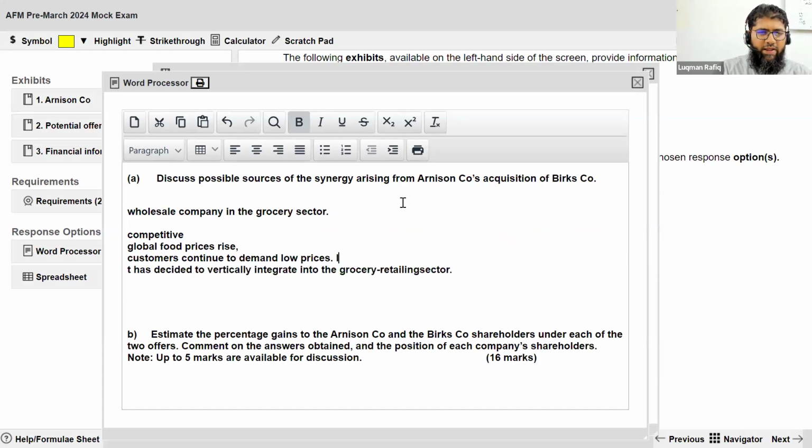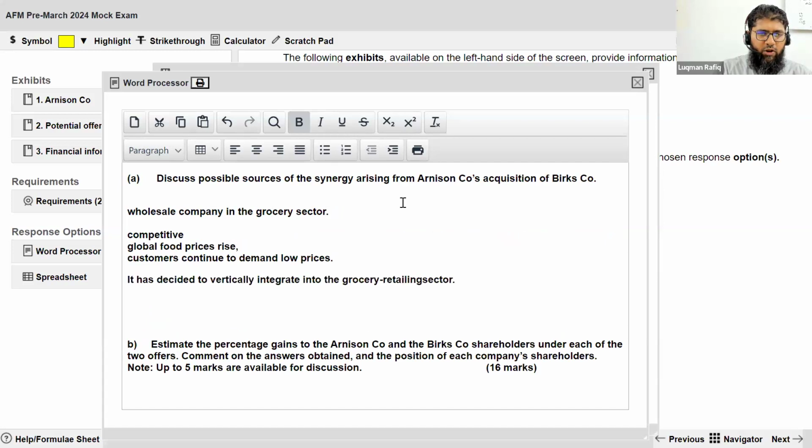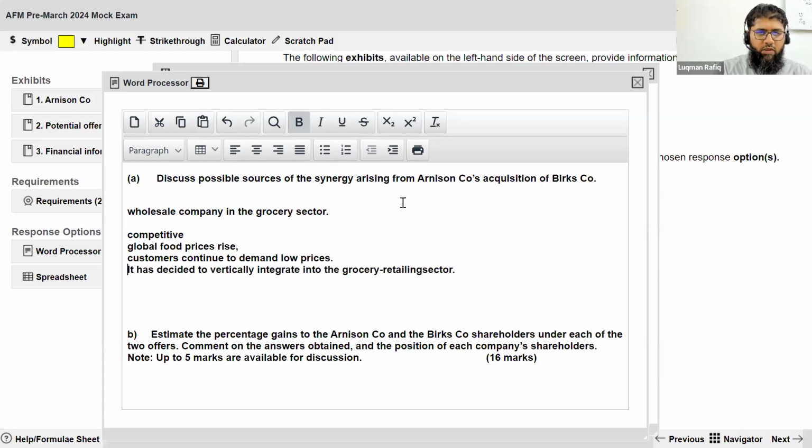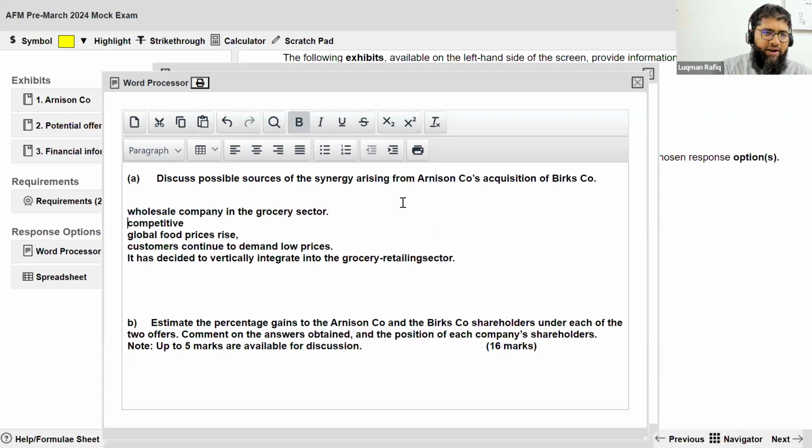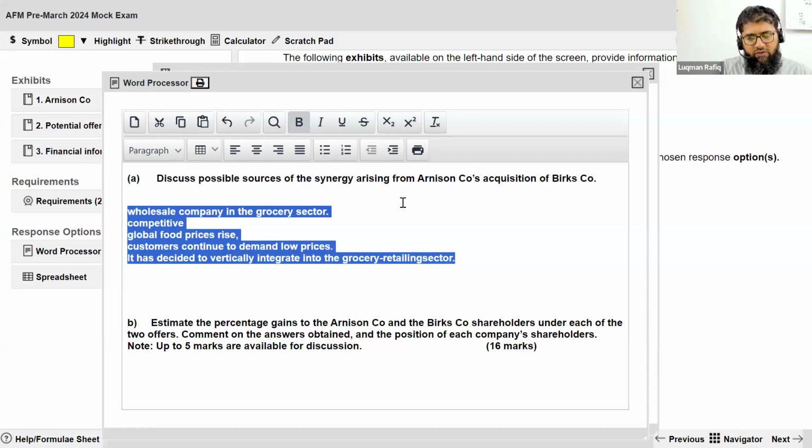They've decided to vertically integrate into the grocery retail sector. Now see, the retailing sector. So they are a wholesaler and they now want to get into retail. That's what they are planning to do. I'm just writing down these things because to me they are going to help us somewhere or the other when we try to write down the answers at a later stage.